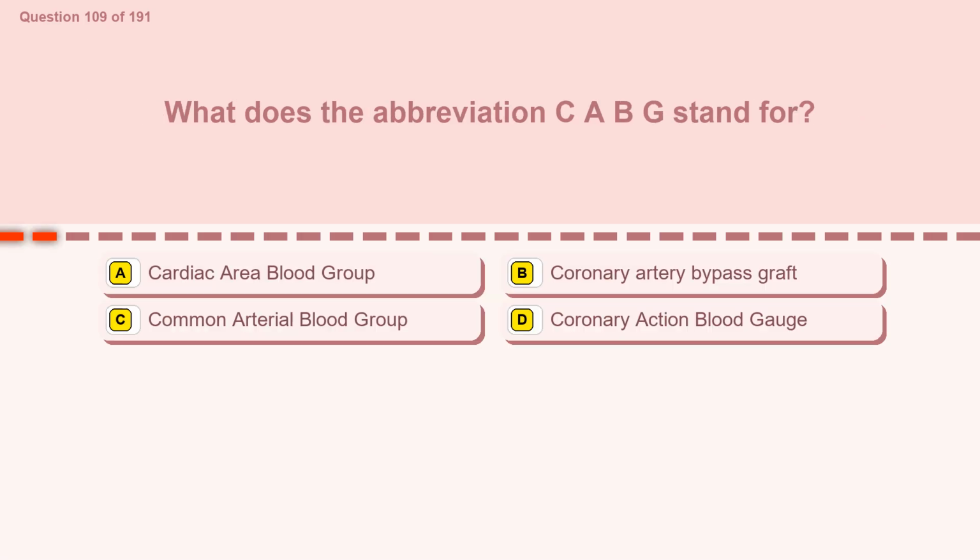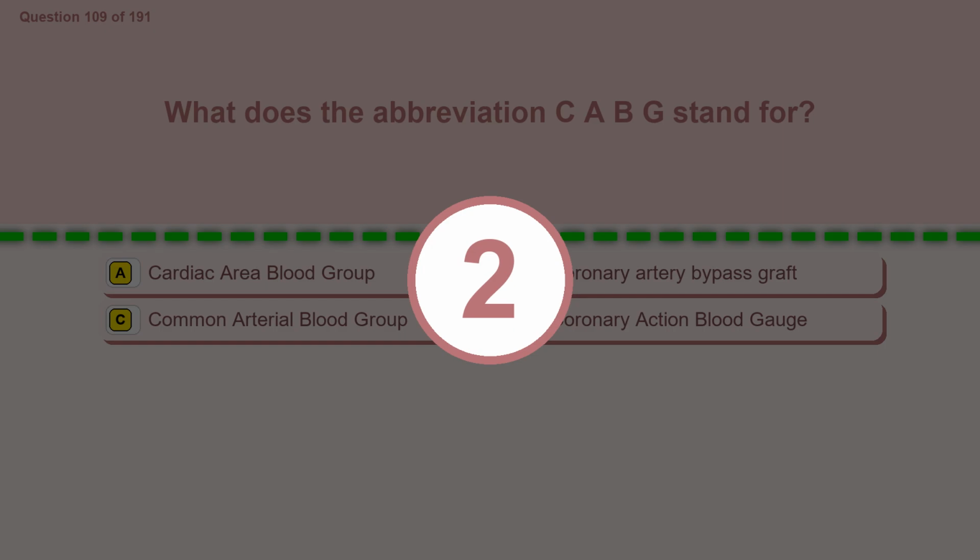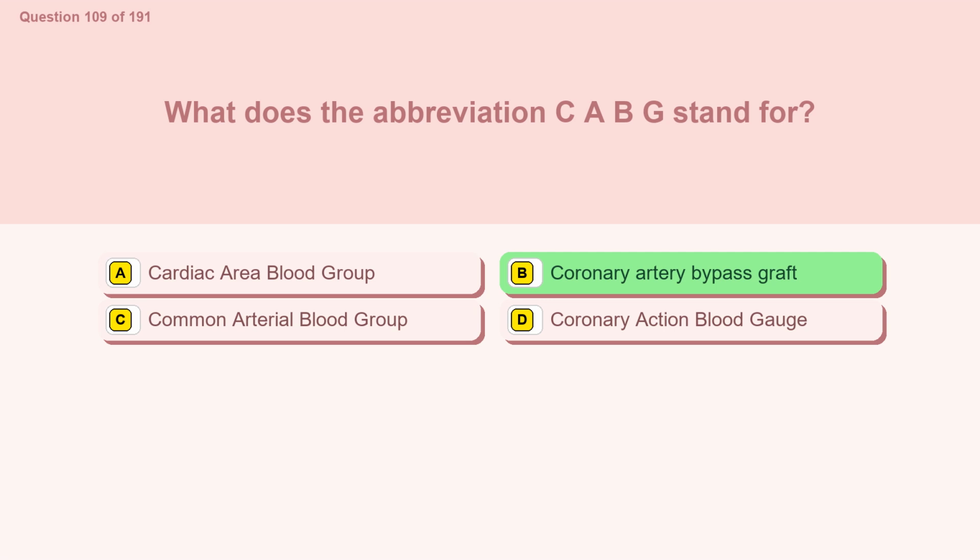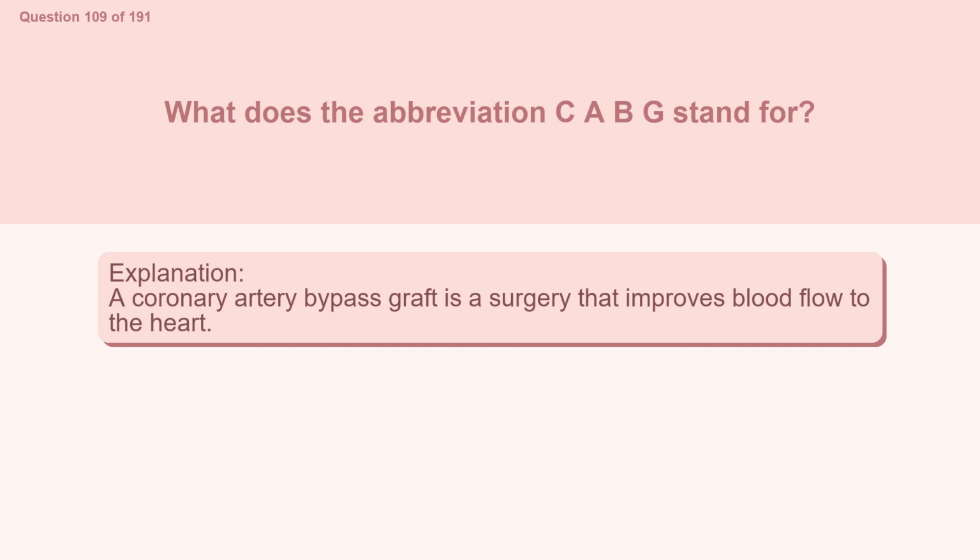Question 109. What does the abbreviation CABG stand for? Option A, cardiac area blood group. Option B, coronary artery bypass graft. Option C, common arterial blood group. Option D, coronary action blood gauge. The correct answer is option B, coronary artery bypass graft. A coronary artery bypass graft is a surgery that improves blood flow to the heart.